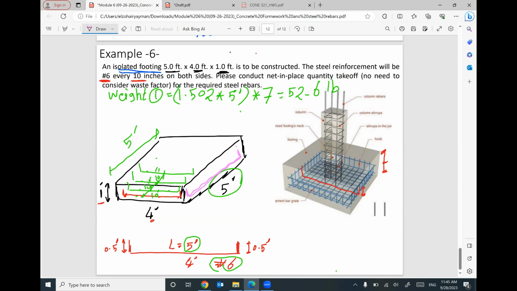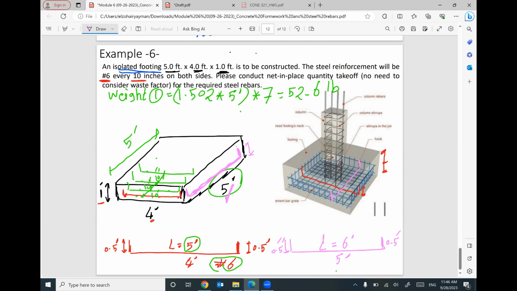Because we need to construct a mesh. Can you see we have a steel rebar in this way? So I will put my rebar like this. This little height will have a thickness of 0.5 feet, and we have here also 0.5 feet. Keep in mind, this length of the rebar will equal this side of the footing, 5 feet. So the total length of this rebar will be 6 feet.